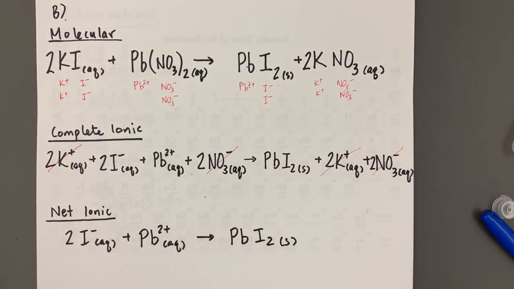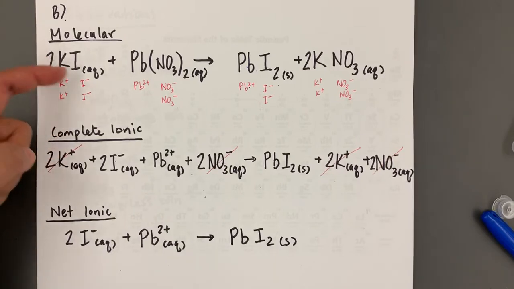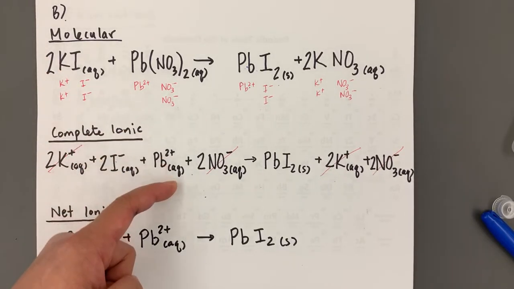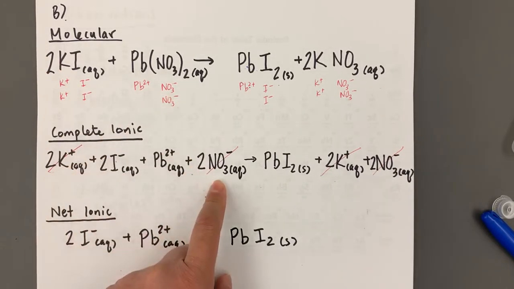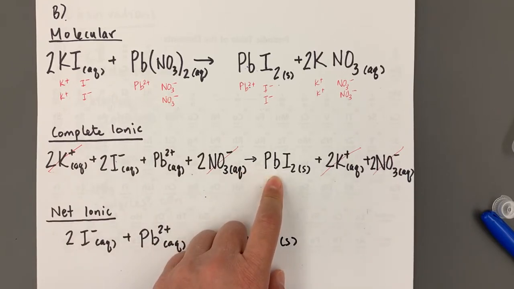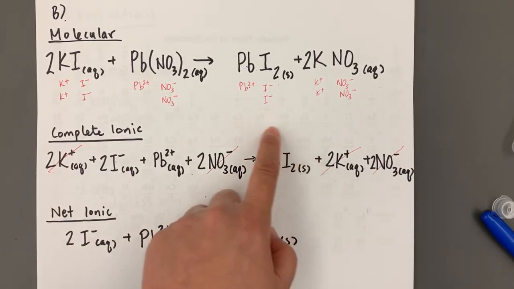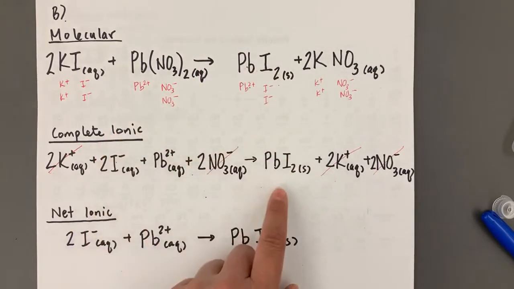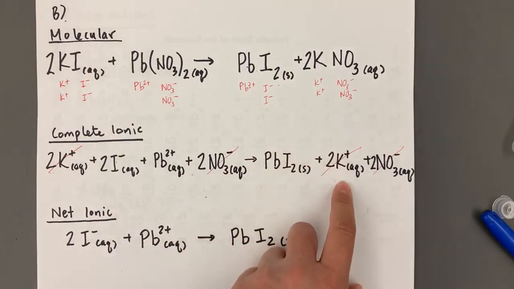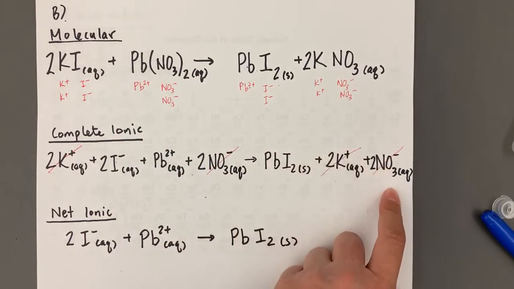Now we're going to do the complete ionic reaction. The complete ionic is going to be all the ions. So K+, 2 of them, 2 of the iodides, 1 of the lead 2+, 2 of the nitrates, and it forms lead iodide as a solid. Again, remember, we don't separate these out into ions because it's a solid. Then 2 potassiums and 2 nitrates.